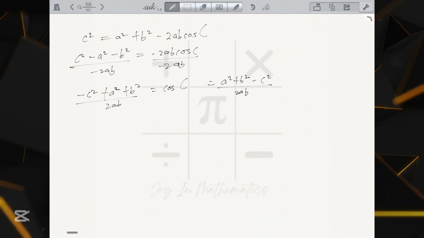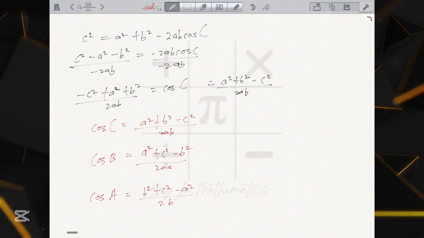Now if we have cos C equal to a squared plus b squared minus c squared divided by 2ab, we can also have the expression of cos B and also the expression of cos A. Therefore cos B will be equal to a squared plus c squared minus b squared divided by 2ac, and cos A will be equal to b squared plus c squared minus a squared divided by 2bc.